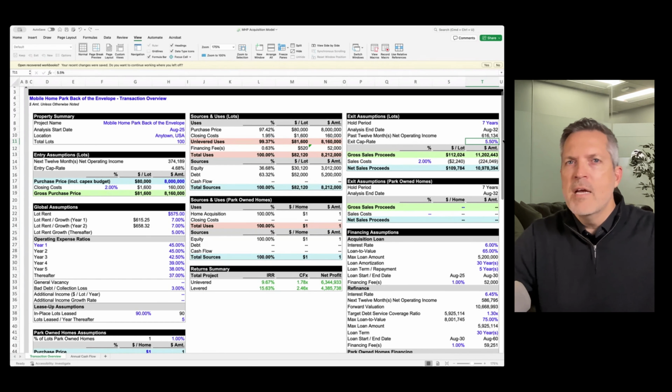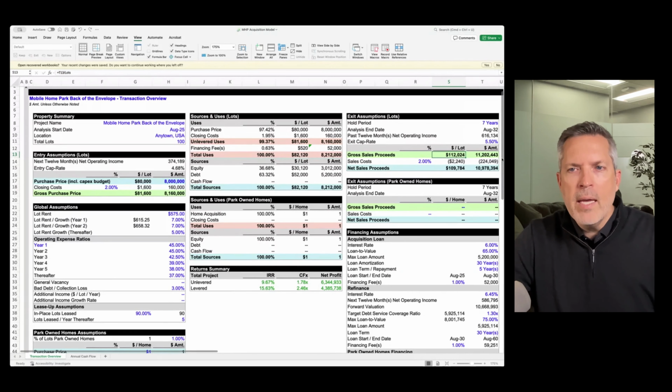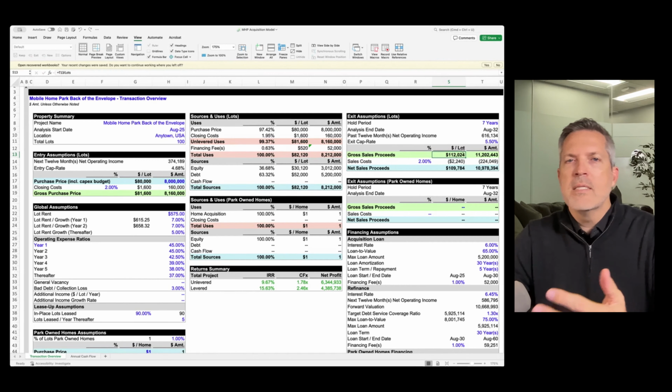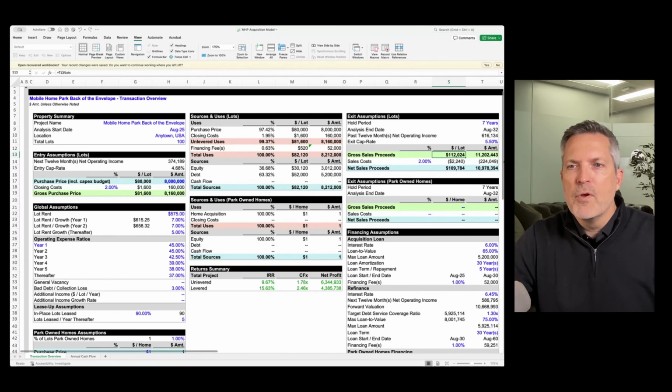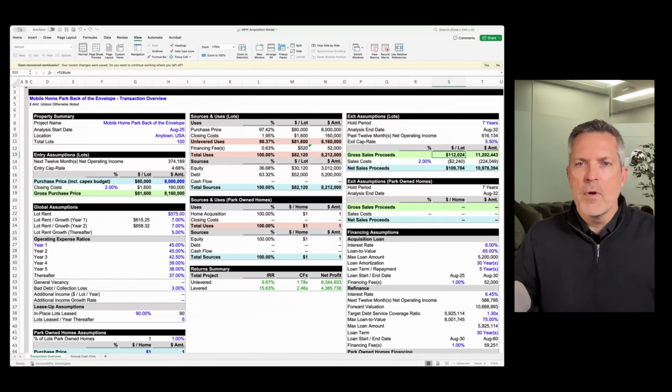But just as a sniff test, I like to show the gross sale proceeds per lot, right? So you understand what you're selling this thing for on a price per pad basis in 7 years. $112,000 a pad, you're buying at $80,000. This is not a crazy assumption 7 years later, especially if you are seeing other transactions, other parks in that range, in that state, in that region. And so knowing that number can get you more comfortable with your exit cap assumption.